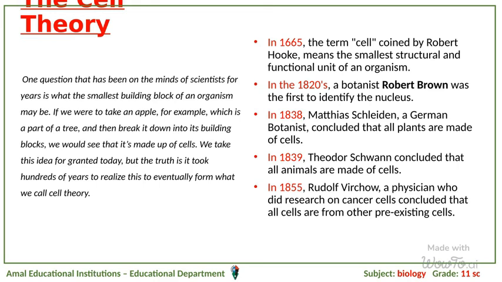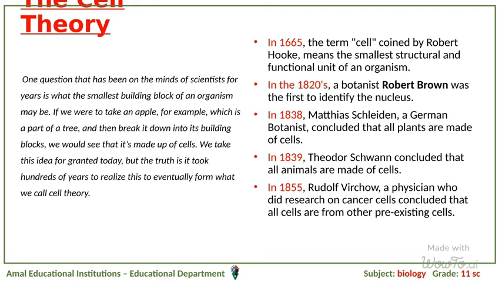In 1665, the term cell, coined by Robert Hooke, means the smallest structural and functional unit of an organism. In the 1820s, a botanist, Robert Brown, was the first to identify the nucleus. In 1838, Matthias Schleiden, a German botanist, concluded that all plants are made of cells. In 1839, Theodor Schwann concluded that all animals are made of cells. In 1855, Rudolf Virchow, a physician who did research on cancer cells, concluded that all cells are from other pre-existing cells.